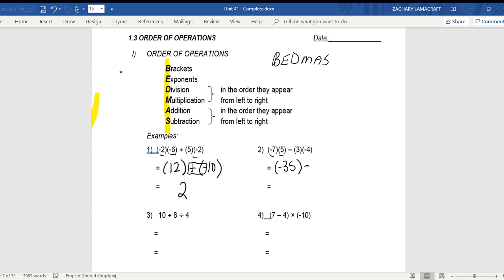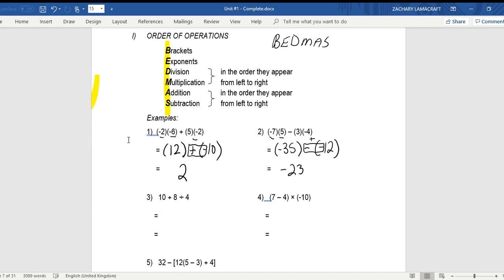And then subtract our next one, being 3 multiplied by -4, which is -12. And in this case, if we look at these two signs, they are the same, so it will be adding 12. So -35 plus 12 is equal to -23. Okay.